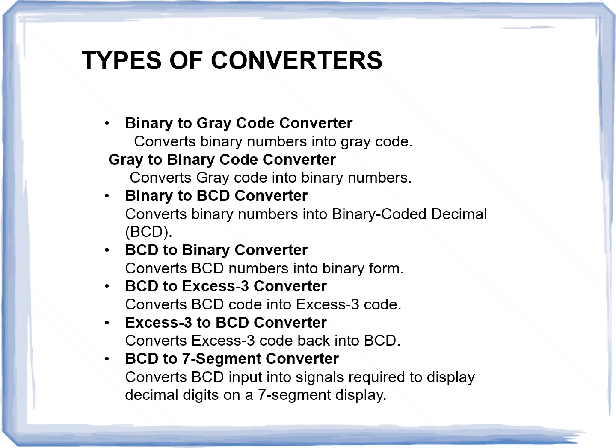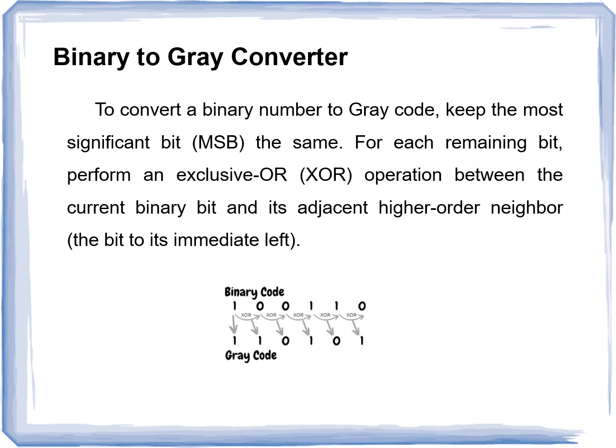In BCD to 7 segment converter, it converts the BCD input signal into decimal digits for a 7 segment display. These are all the types of converters. Next, we are going to see about binary to gray converter. In binary to gray converter, it converts the binary value into a gray code.